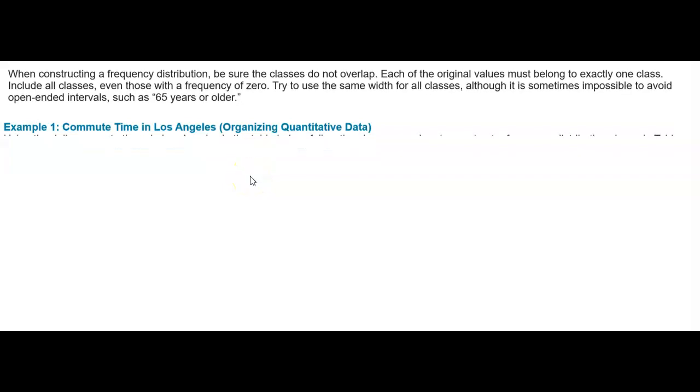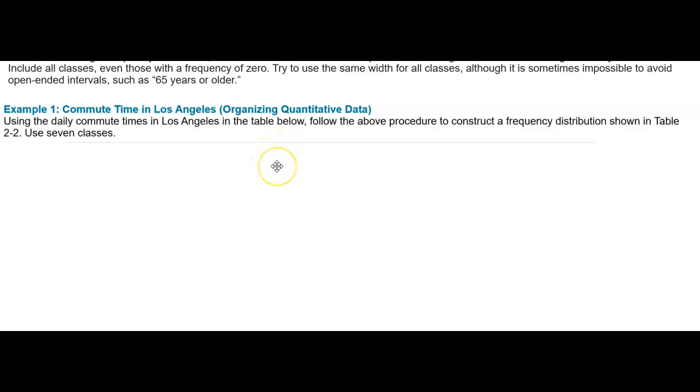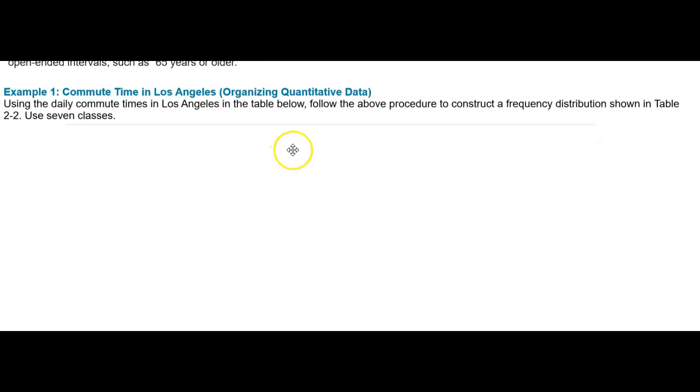Now, let's take a look at an example here. The example is what we saw at the beginning of this section. We want to look at the commute times in Los Angeles, and we want to organize quantitative data. So again, using the daily commute times in Los Angeles in the table below, we're going to follow the steps that we saw above to construct a frequency distribution as shown in table 2.2.